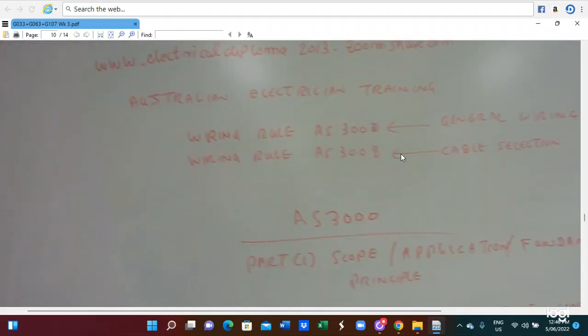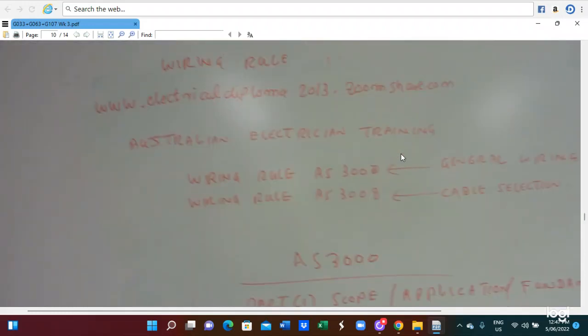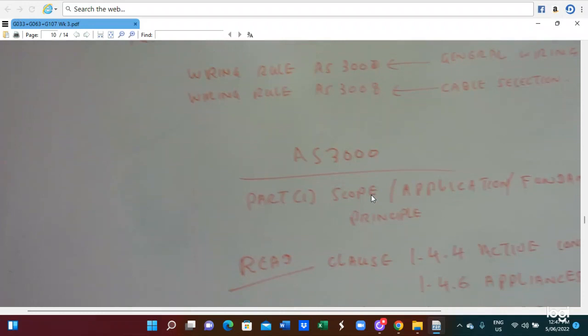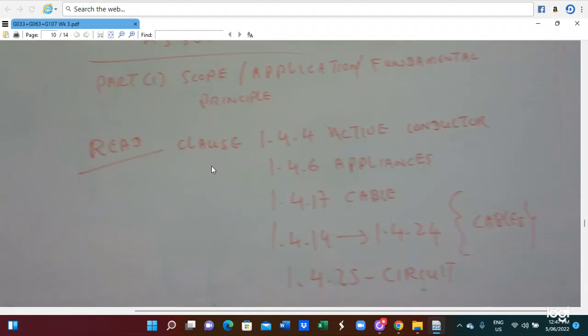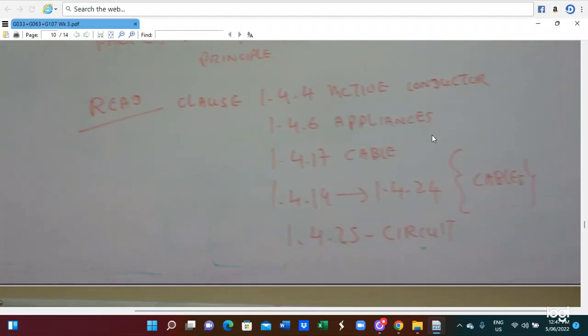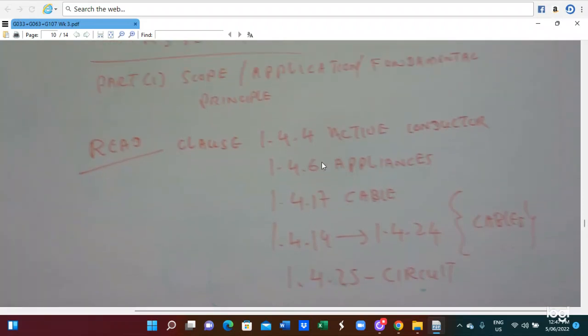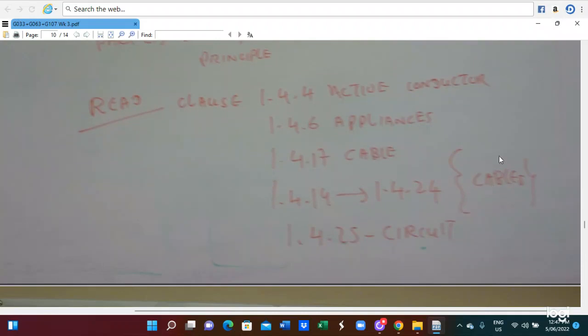ES 3000 wiring loop. For the ES 3000 wiring loop, there are two things, ES 3000 and also ES 3000 part 8, the cable selection. So the ES 3000 wiring loop is a power one, a circuit application and fundamental. So we have to read this out. Clauses 4x4, 4x6, 4x17, 4x19, and 4x25. Those are where we can talk about the active conductor, appliance, cable, and also the circuit.